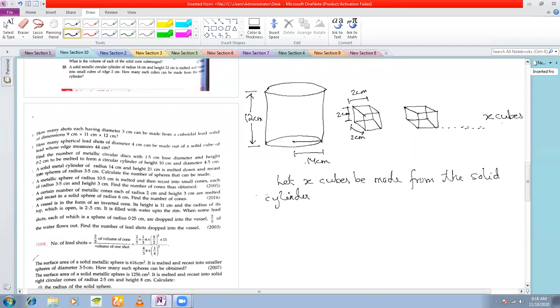So the volume of the cylinder must be equal to the volume of X number of cubes that we are making. Because no material is getting wasted, the volume of the cylinder must be equal to the volume of the X cubes. Any wastage given here? No. So we must assume that no material is wasted. The entire material that we get after melting the cylinder is being used to make it into cubes.